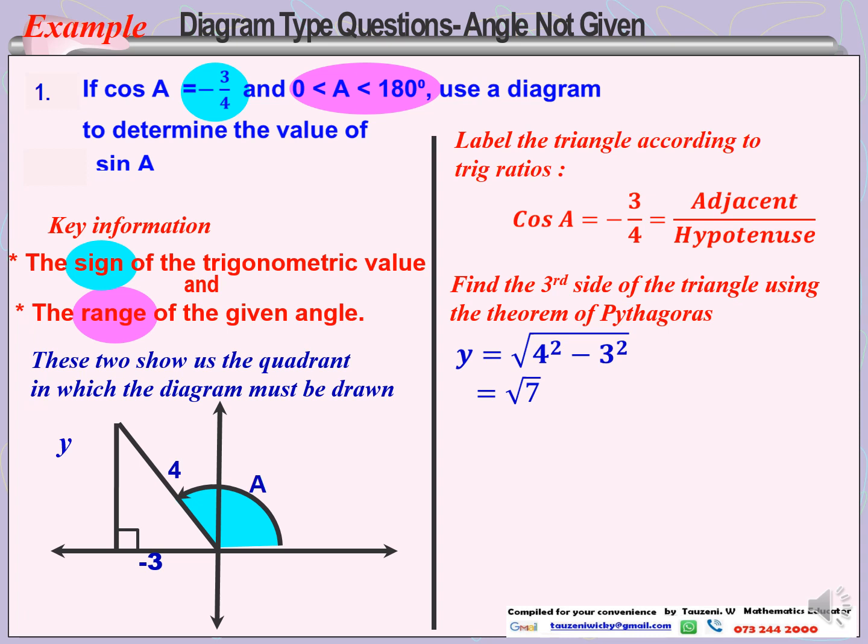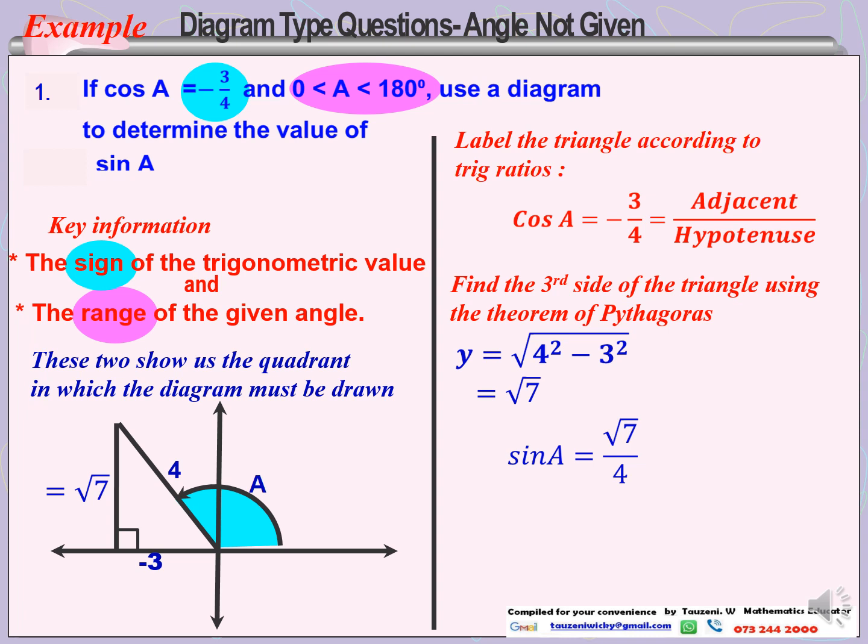Once we are done doing that, our answer is now complete. We can simply finish it off by substituting with numbers that are coming from the triangle. We need the value of sine A. The value of sine A is equal to opposite over hypotenuse. The opposite is root 7. The hypotenuse is equal to 4. Sine A is equal to root 7 divided by 4. That answers my question.